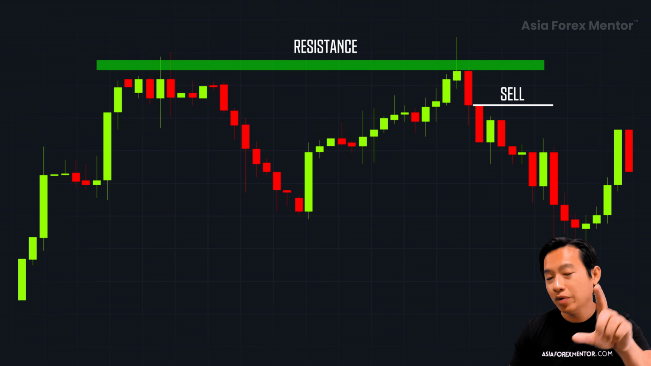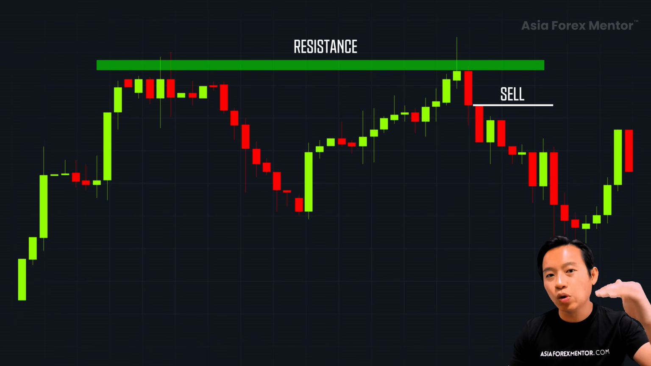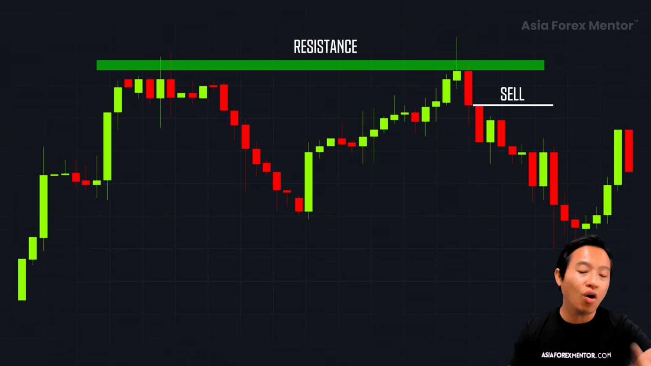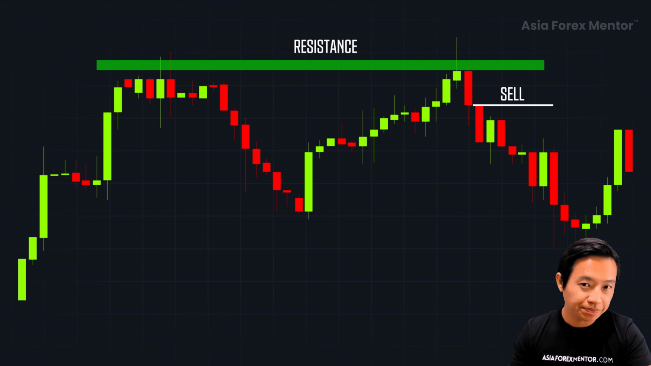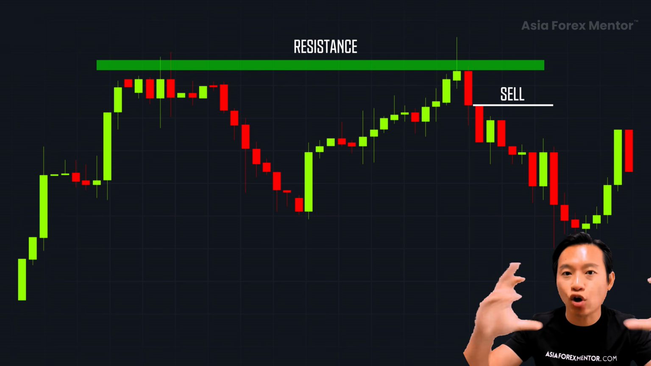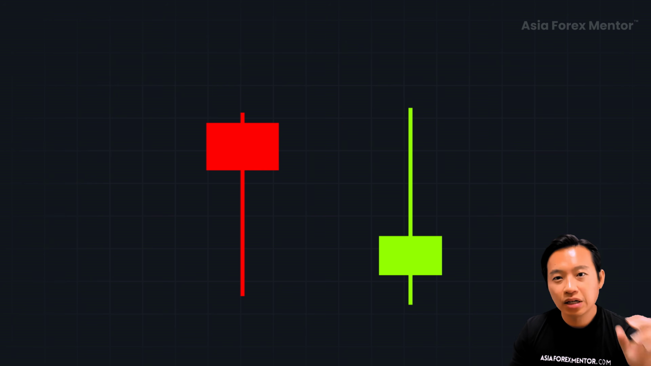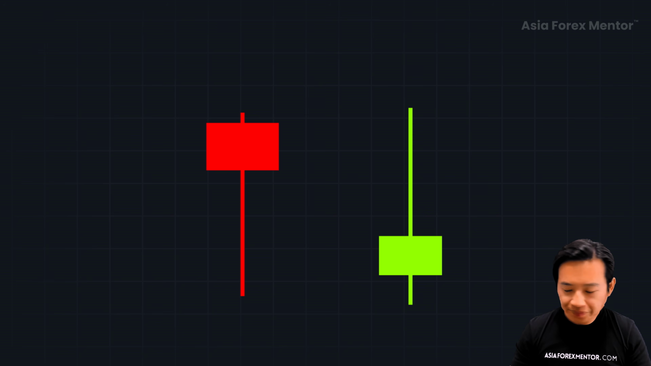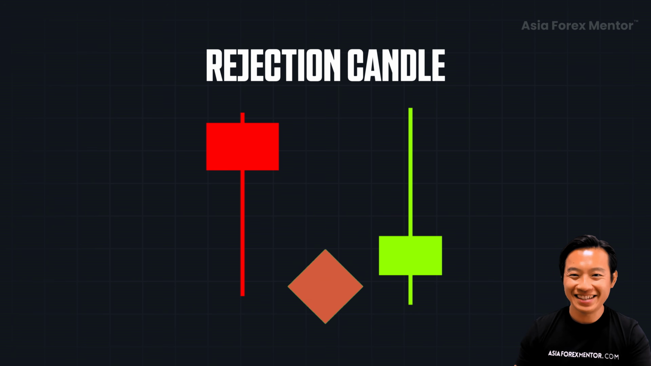Good. So you see, in this scenario, we didn't just use the engulfing pattern. We used it in combination with a strong support and resistance level. All right. So now this is the main concept, engulfing patterns. For the second candlestick pattern, we have the candle that you need to know. It's called the rejection candle. Ready?